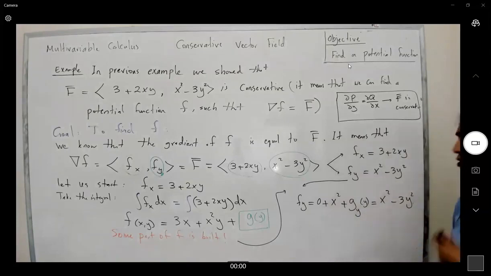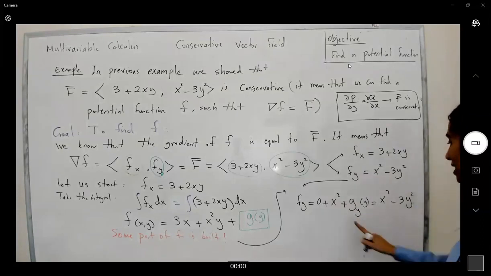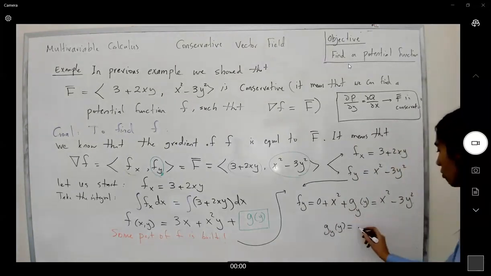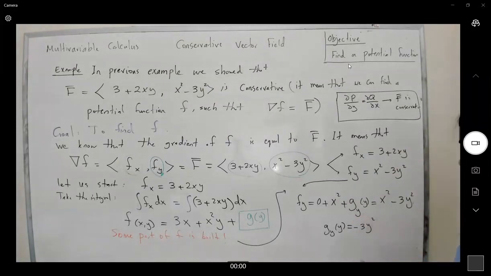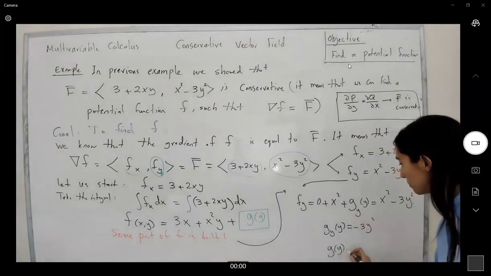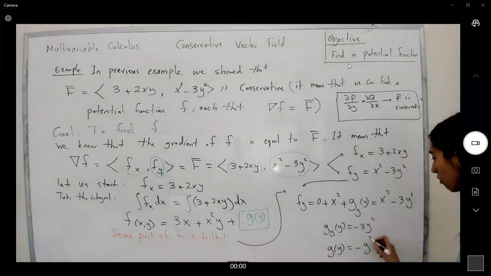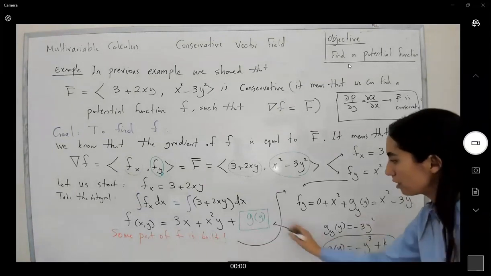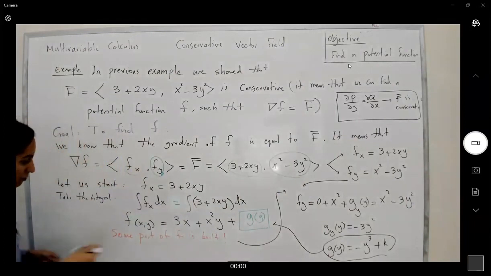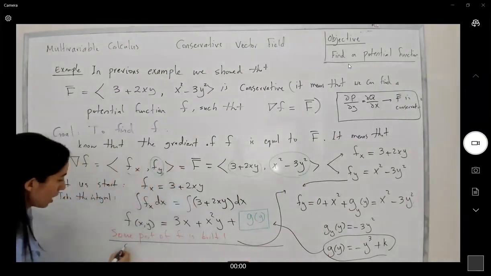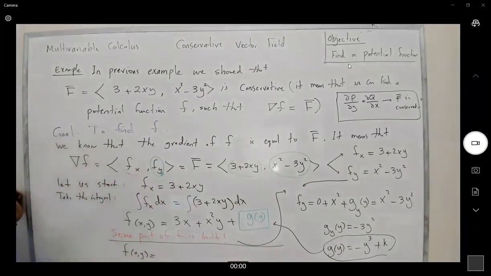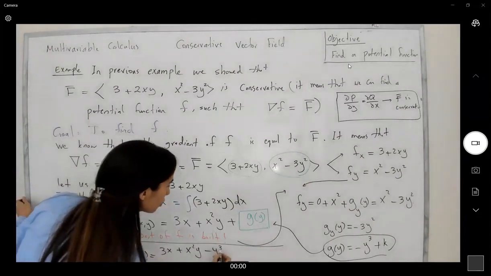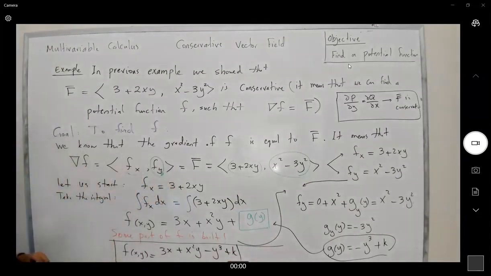The rest is just algebra, then using calculus. So g'(y), the derivative of g with respect to y, is equal to minus 3y squared. What is g? g(y) is defined as negative y cubed plus a constant like k. Substitute this back here to get your function. So f(x, y) is equal to 3x plus x squared y minus y cubed plus k. This is your potential function.